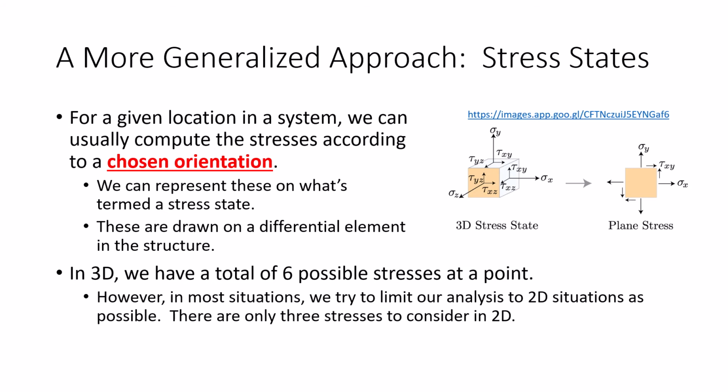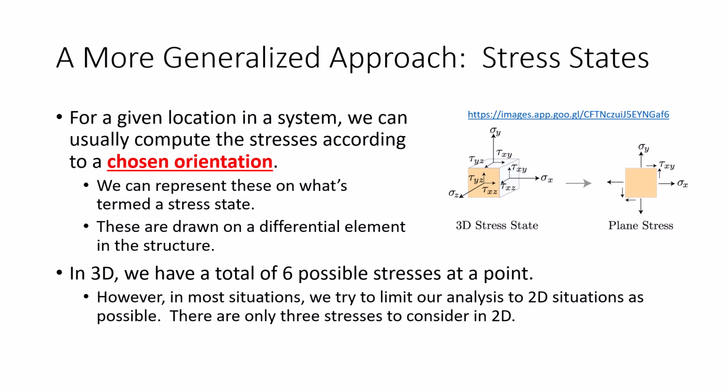We'll basically try to summarize all of the different stresses acting on that point. For example, in 3 dimensions, we might have a normal stress in the x direction, normal stress in the y direction, normal stress in the z direction, and then shear stresses across the given faces. In 3D, we have a total of 6 possible stresses: 3 normal stresses and 3 shear stresses. In most situations, what we as engineers try to do whenever possible is limit things to 2D. 2D is a little more manageable and easier to deal with. So in 2D, we only have 3 stresses to consider: 2 normal stresses and 1 shear. And we'll talk about why that is in a little bit.